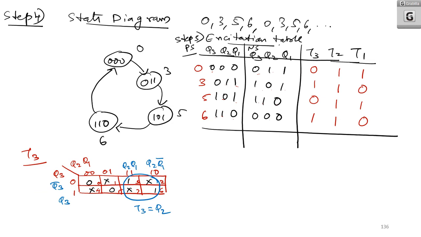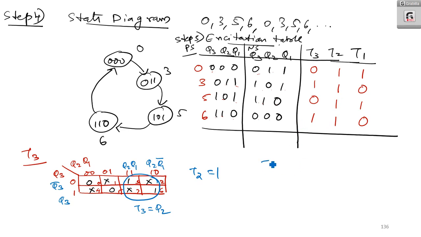Now coming into T2. T2 all elements are 1. So we can make T2 equal to 1 directly, because all elements are 1 and all other elements apart from 0, 3, 5 and 6 become don't care. Therefore we can take T2 as 1.